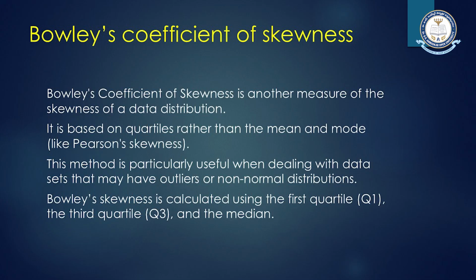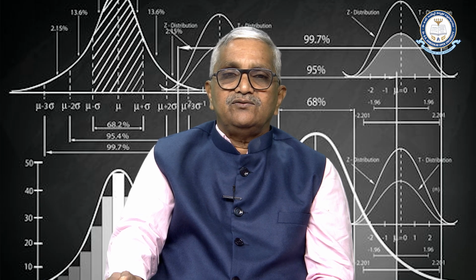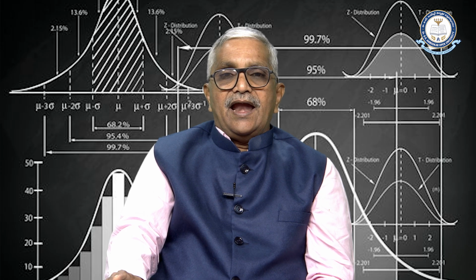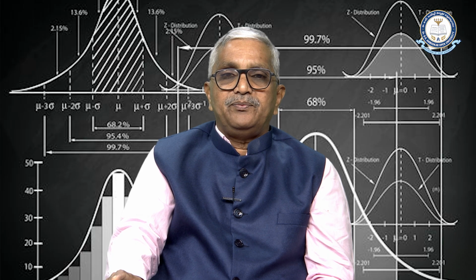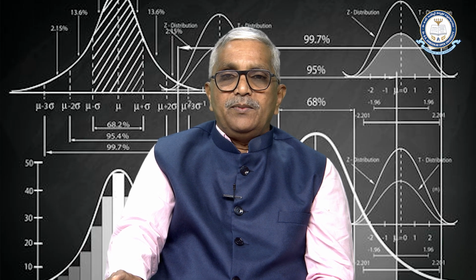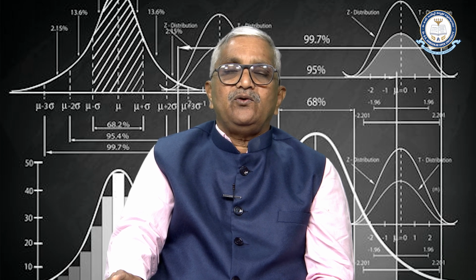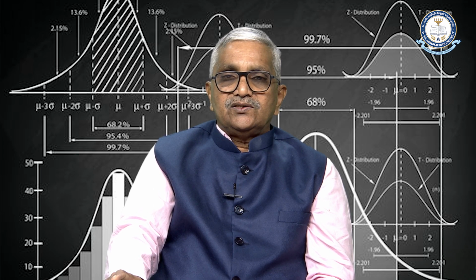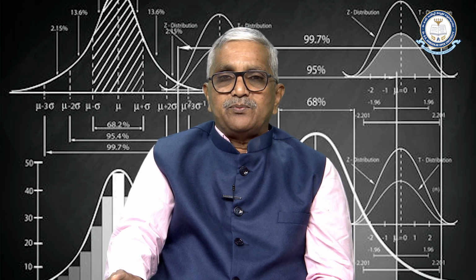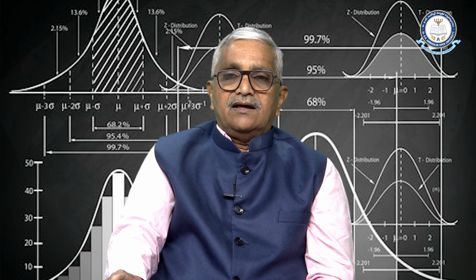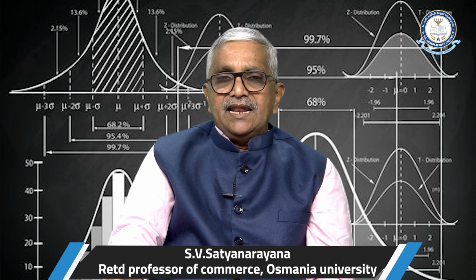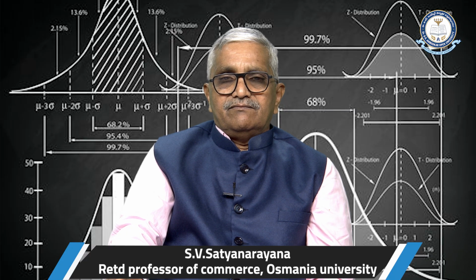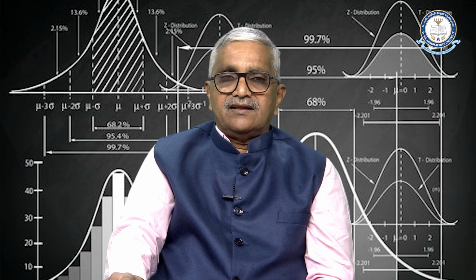If the difference is positive, there is positive skewness in the distribution. If the difference is negative, then there is negative skewness in the distribution. We can also calculate Bowley's coefficient of skewness by using the formula Q3 plus Q1 minus 2 median divided by Q3 plus Q1. Positive skewness means, as I already pointed out, this coefficient is positive. Negative skewness means the value is negative. This means the distribution has a longer or fatter right tail.